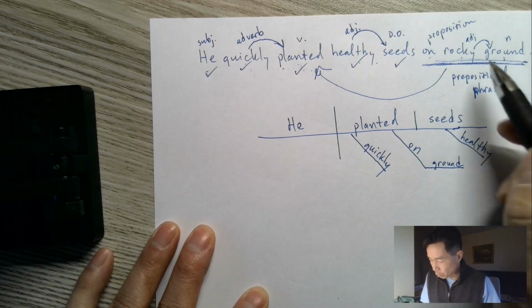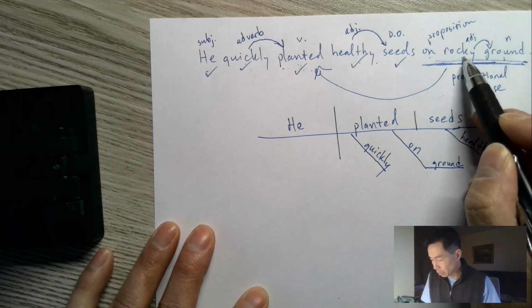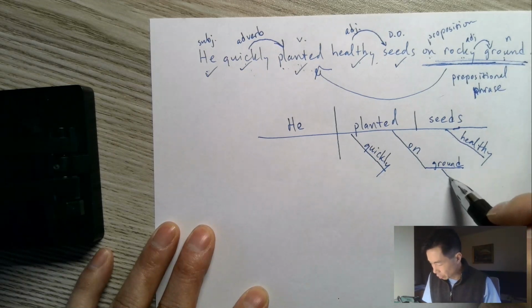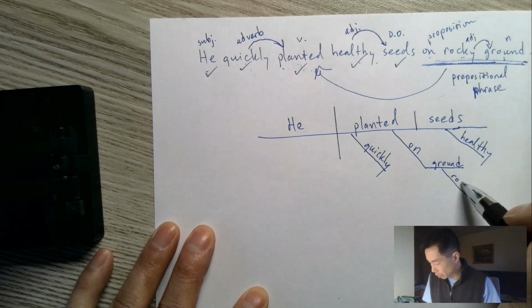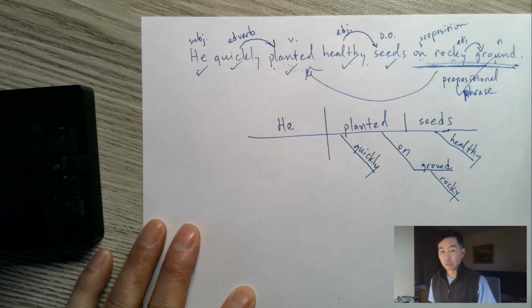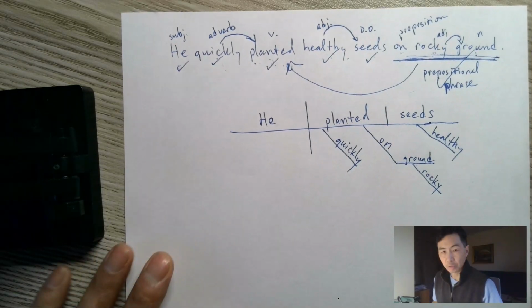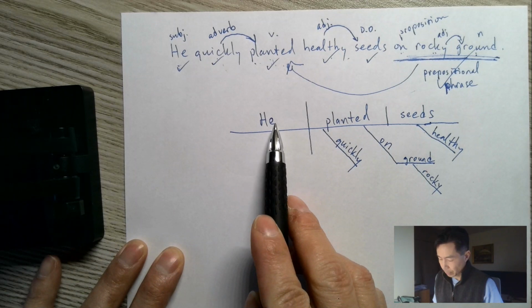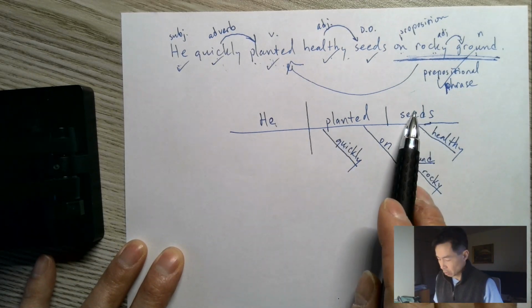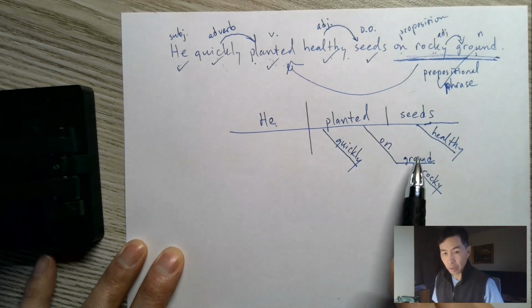And since the word rocky modifies the ground, it tells you what kind of ground it is, that goes under ground on another diagonal line. And now our prepositional phrase is diagrammed. So we've got the entire sentence here. He quickly planted healthy seeds on rocky ground.